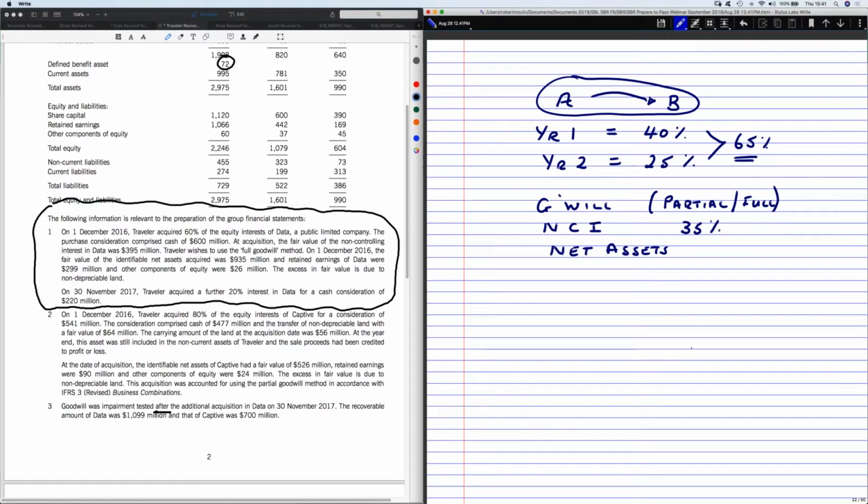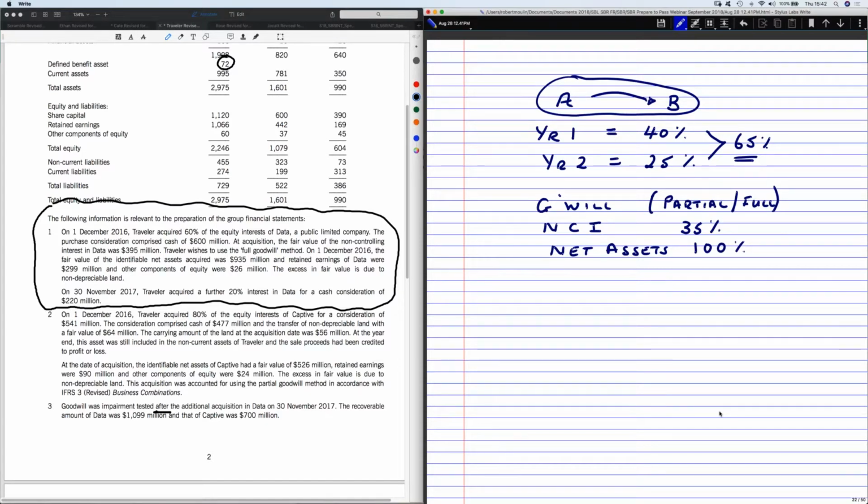35% upon acquisition, good. Now, everybody, what percentage will A recognize in the group accounts for the net assets? Amna's saying 100%, Jodine's saying 100%, Irene's saying depends. So let me go through it again. What percentage of B's net assets will A recognize in the consolidation immediately upon acquisition? And it, of course, is going to be 100%, not 65%. A owns 65%, but of course has control over 100% of the net assets.